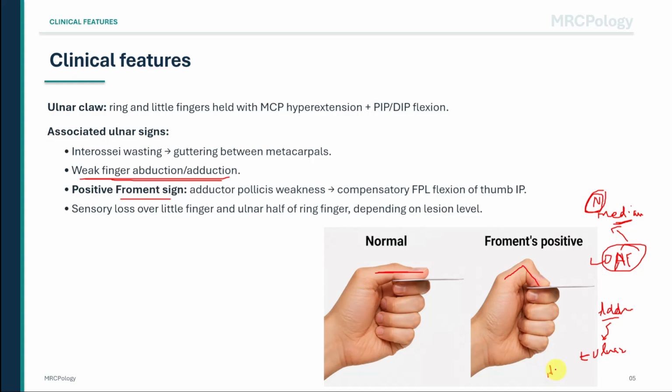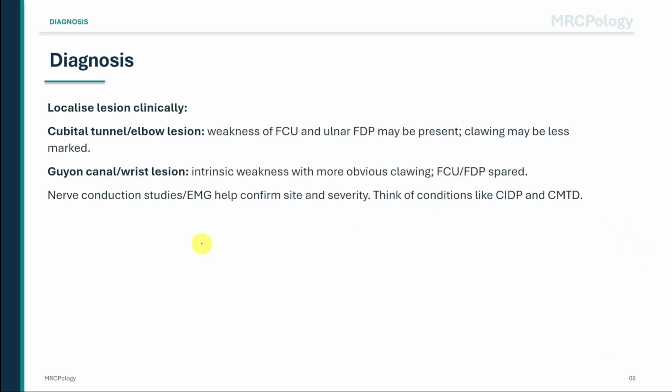Sensory loss may affect the little finger and the ulnar half of the ring finger. Examine both the palmar and dorsal surfaces. In an ulnar lesion at the elbow, sensation may be impaired over both the palmar and dorsal ulnar aspects of the hand. In a lesion within Guyon's canal, dorsal sensation may be preserved because the dorsal cutaneous branch leaves the ulnar nerve proximal to the canal.